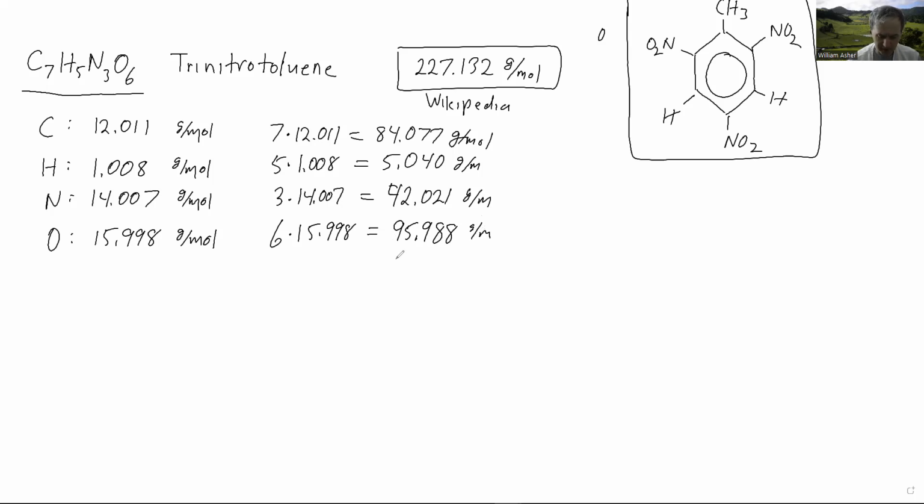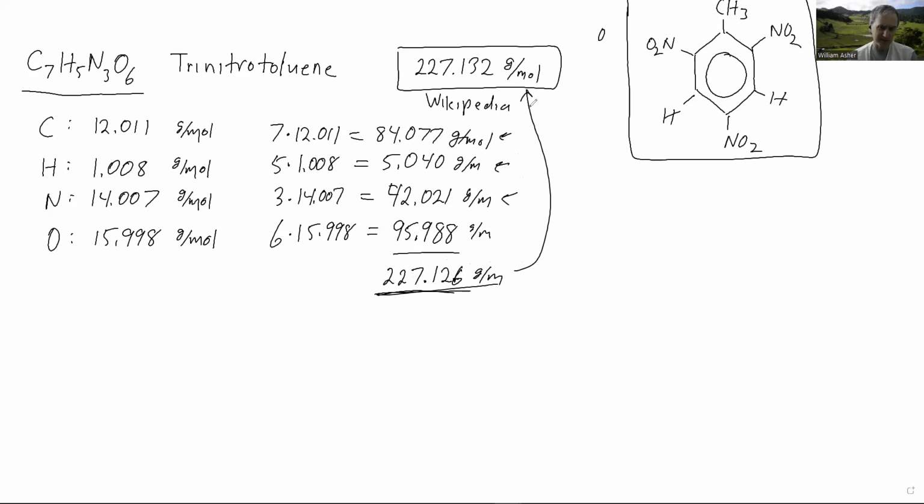If I sum all of these 4 numbers up, 95.988, 42.021, 5.040, and 84.077, I get 227.126 grams per mole, which is pretty close to what was on Wikipedia. The difference is some round-off errors in each of these masses, contributing a little bit. So this is close enough, and we'll take 227.126 grams per mole as our molecular mass of TNT. You could use the value from Wikipedia. It doesn't really matter at this point.